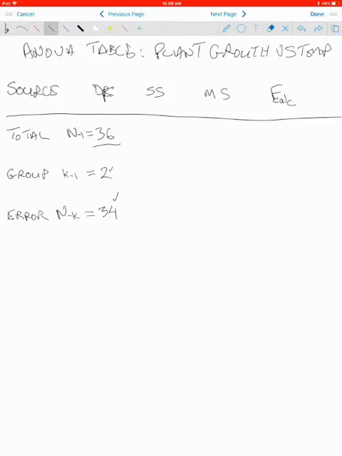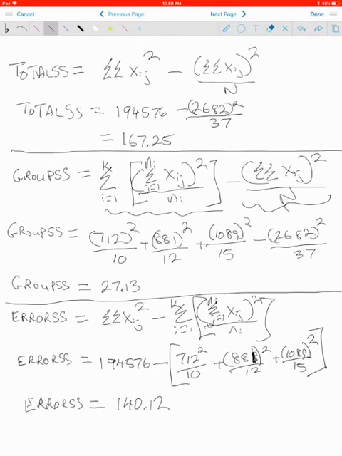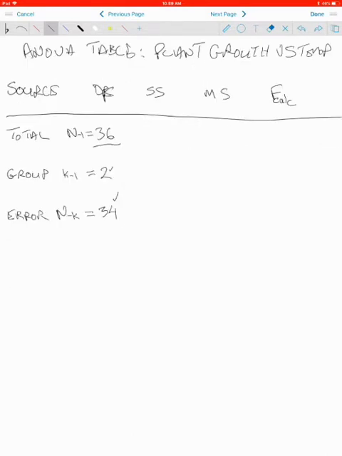Now let's write in the sums of squares. So remember, we calculated sums of squares on the previous page. So I'm just going to enter those directly into this table. So total sum of squares was 167.25. The group sum of squares was 27.13. And the error sum of squares was 140.12.